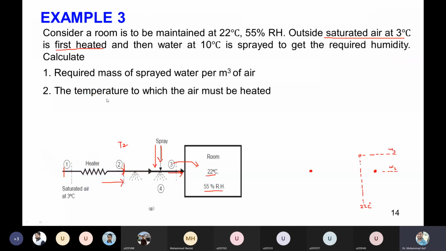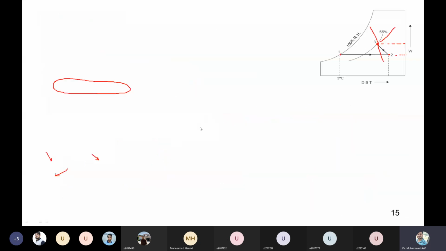If you just need to calculate the mass of the water vapors, we know that it is simply the difference of the omega values, omega 3 minus omega 1, times the mass of the dry air. That gives kg of the water vapors. But in this case, it says calculate the mass of the water vapors per cubic meter of the air. So for that, we need to figure out the volume first.